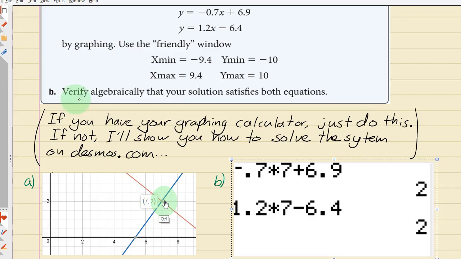And to actually verify that it satisfies both equations, I didn't want to do this difficult arithmetic by hand, so I just plugged it into my calculator. I plugged in x equals 7 into the right side of each of these, and that made the right side come out to be 2, which will, of course, work if the left side has 2 plugged in as well.